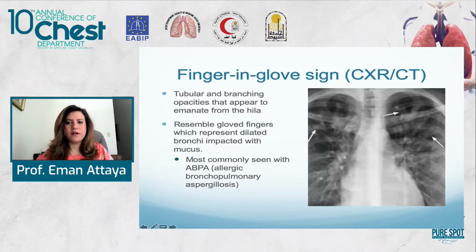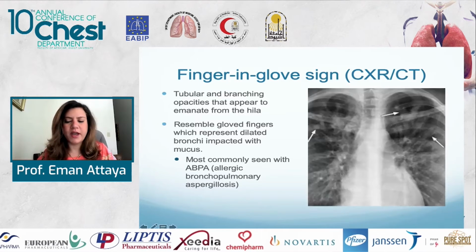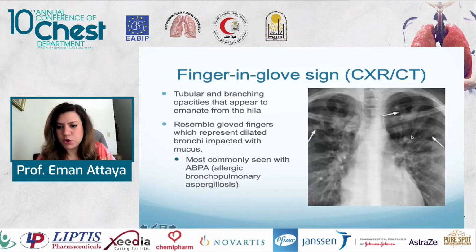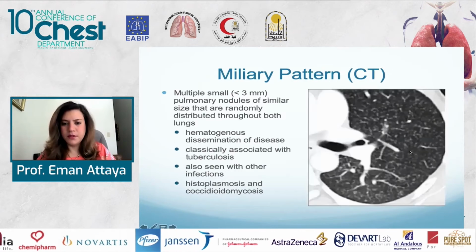The finger and glove sign, in that we'll see tubular and branching opacities that appear to emanate from the hilum, and it resembles gloved fingers. What that represents are dilated bronchi impacted with mucus. And so keep in mind that we see this sign with allergic bronchopulmonary aspergillosis. So do you see these tubular branching densities that are emanating from the hilum?